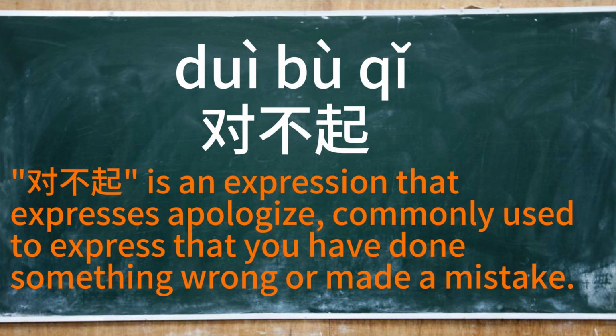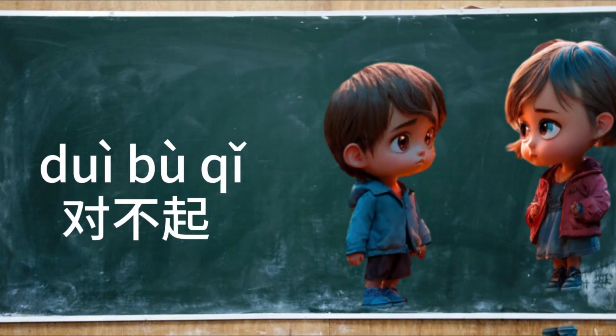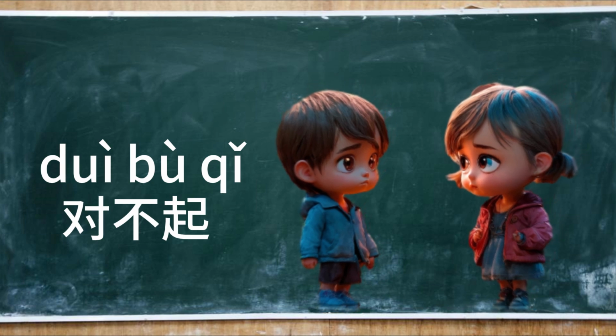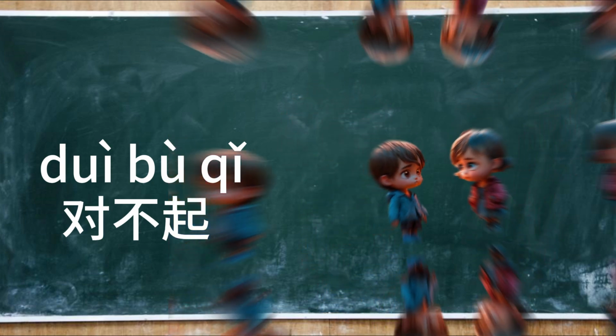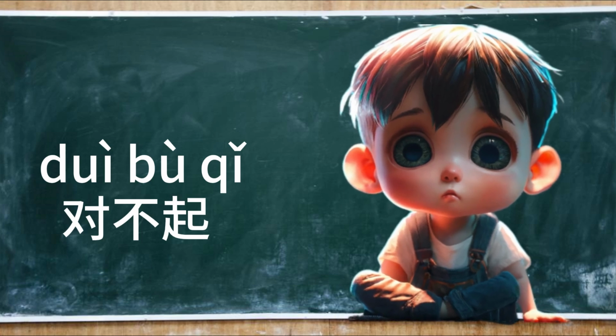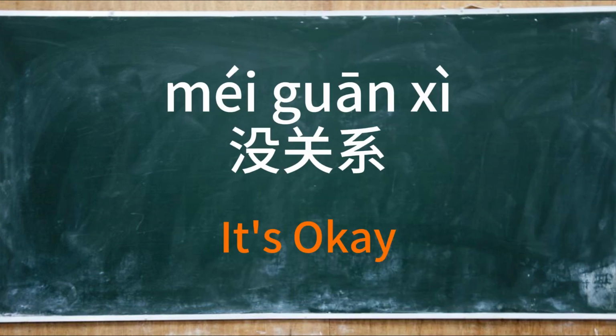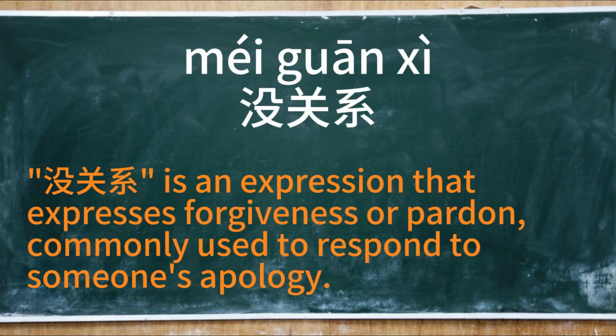对不起 is an expression that expresses apology, commonly used to express that you have done something wrong or made a mistake. When you have done something wrong, when you have made a mistake, when you have offended someone, when you need to apologize to someone. 没关系 is an expression that expresses forgiveness or pardon, commonly used to respond to someone's apology.